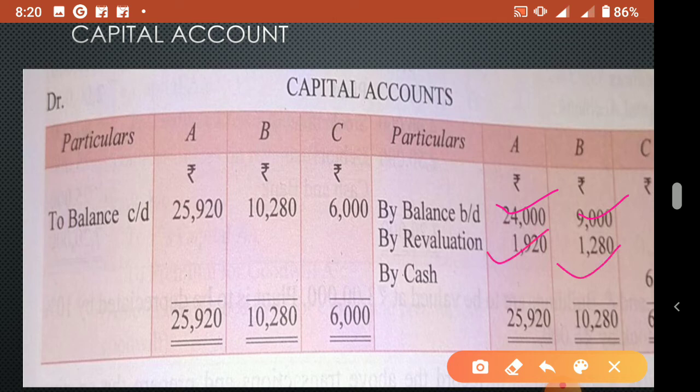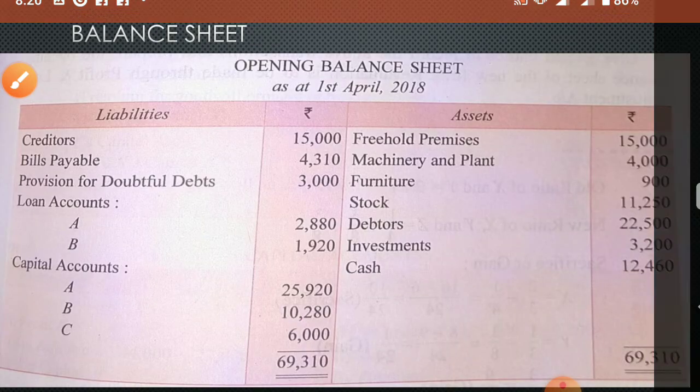The revaluation profit only A and B will get, C will not get. Then by cash, this is the capital of C. Okay, so total it and bring it here. So the total is 25,920, 10,280 and 6,000. So this much only. The goodwill we transfer to the loan account, that's why we have not posted it here. Otherwise, premium for goodwill would come here. So we transfer it to the loan account, that's why we are not writing it here. Understood?